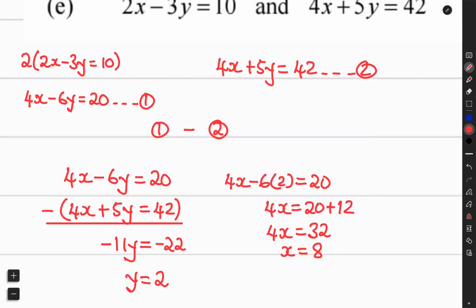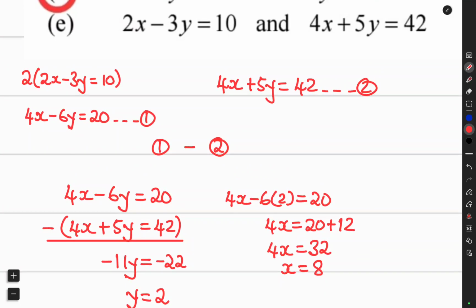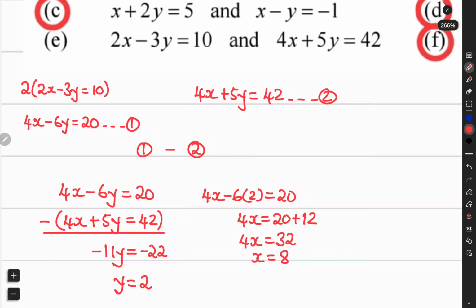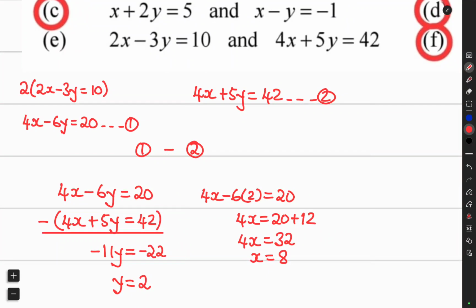So remember, firstly we had to make sure that the two equations have the same coefficient of x, as 4x and there 4x. So if you have that, then you're good to go. Without that, you're not going to proceed. You need to make sure that the two equations have the same coefficients of either x or y. That's how we apply the elimination rule for the first one.